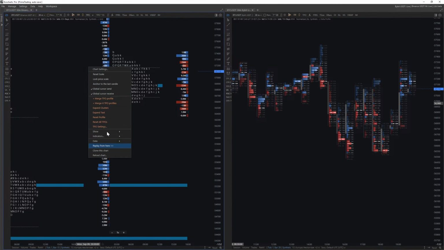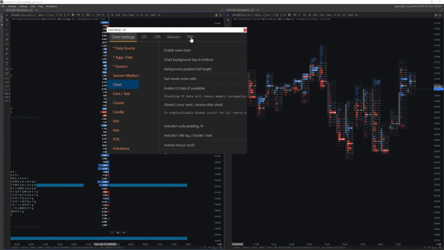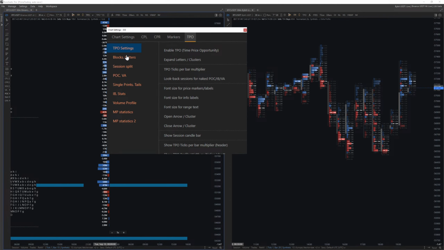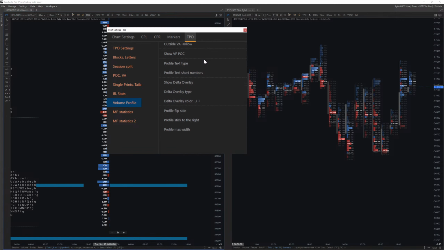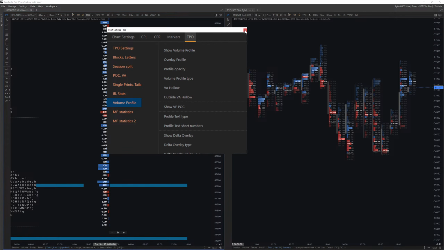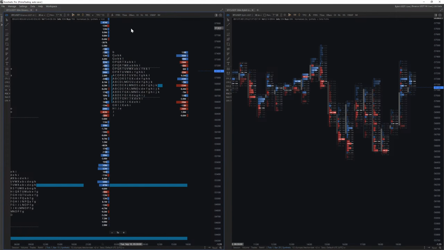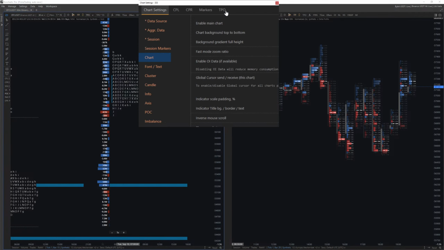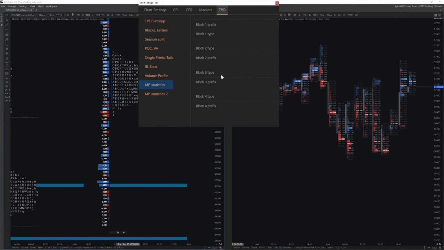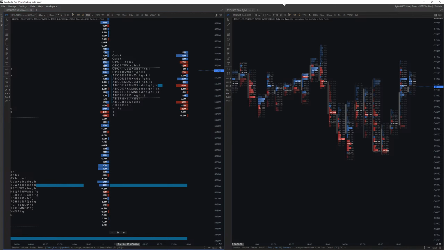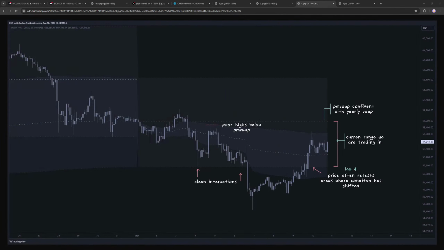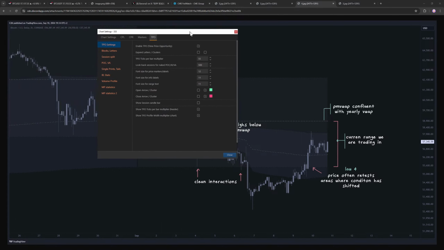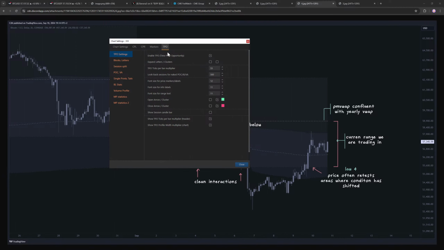So you go right click, chart settings, go to TPO, and you want to go towards volume profile. Why is it not showing? I think this might be a bug. Chart settings. I think it is because, one sec, let me just try something. Chart settings. Yay, TPO. Let me just show it like this. It's because I'm rescaling it.